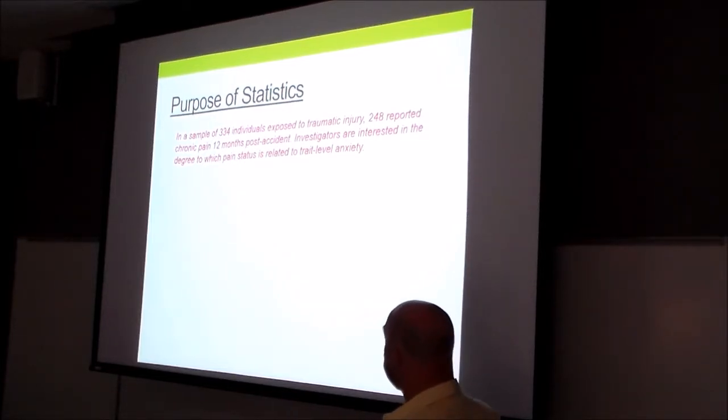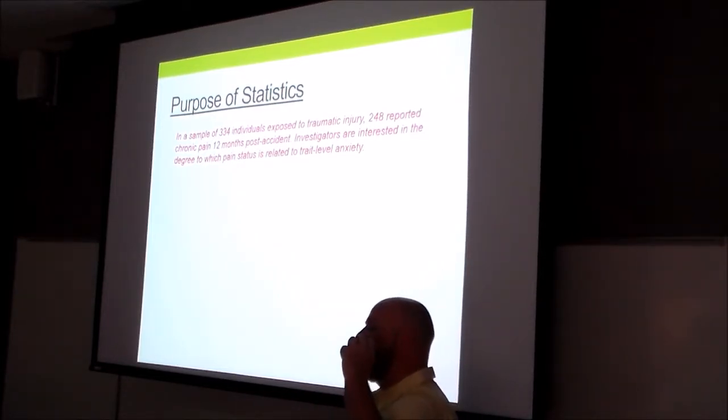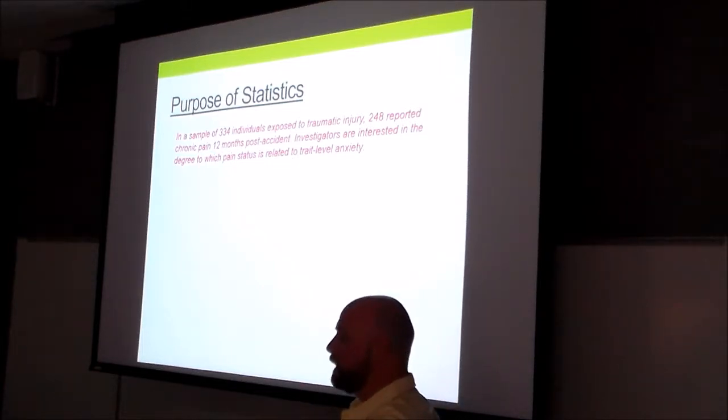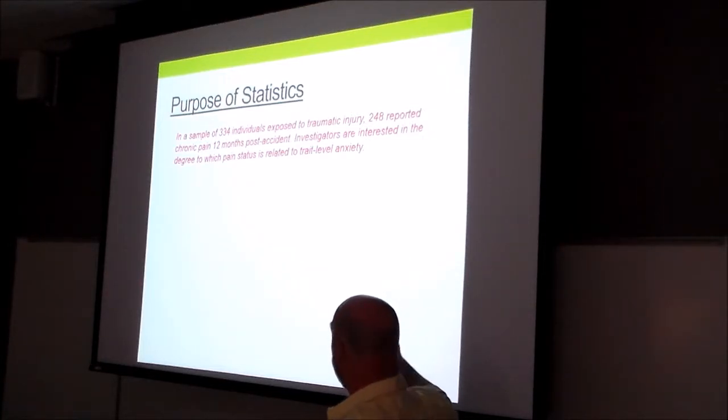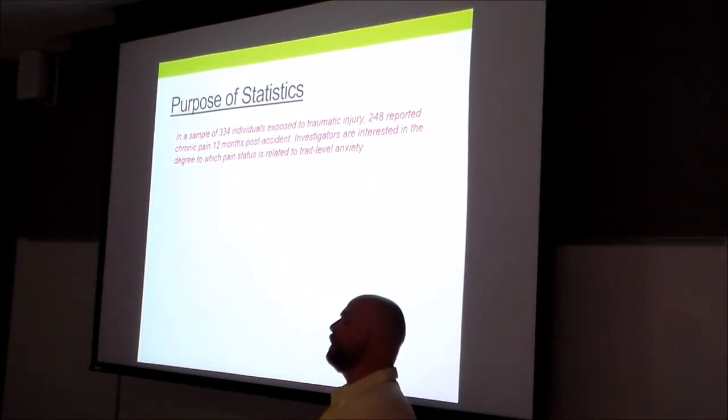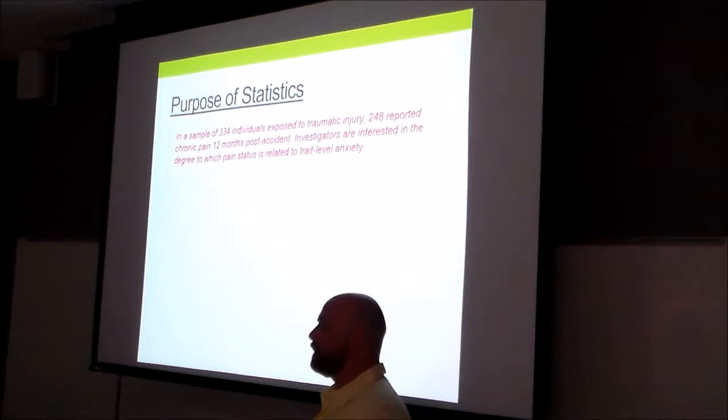What I'm interested in doing is looking at the degree to which chronic pain status is related to some measure of trait anxiety, right? Is people's level of anxiety related in some way to whether or not they're reporting chronic pain? Someone tell me how, with the statistical analyses, I might go about answering this question. What are some options?